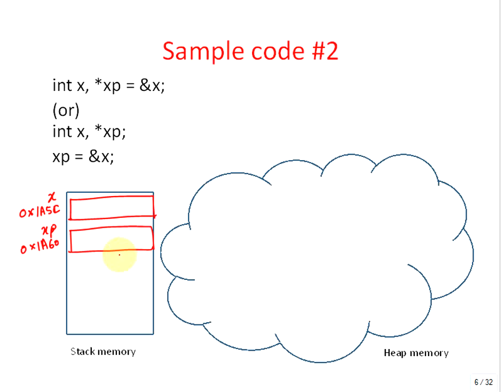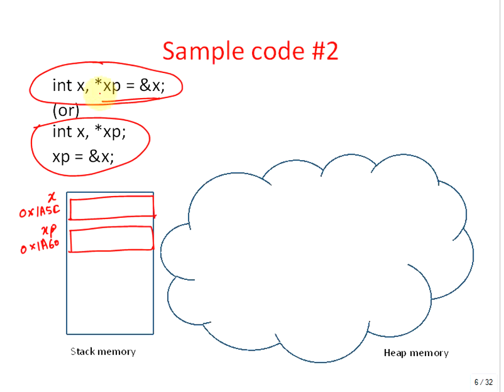Okay, so now xp is pointing to the address of x. That's how you read this: xp equal to address of x. Both statements, or both mechanisms, are the same. This mechanism versus writing it this way, both are exactly the same. Here we are declaring, defining and initializing directly in the same line. Here we are initializing in the next line. That's the only difference.